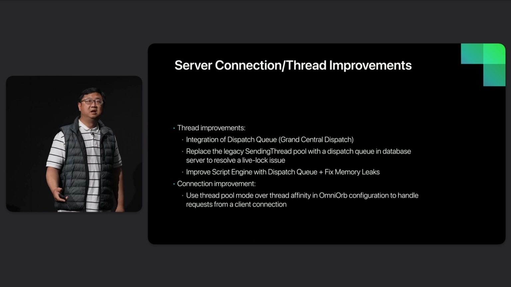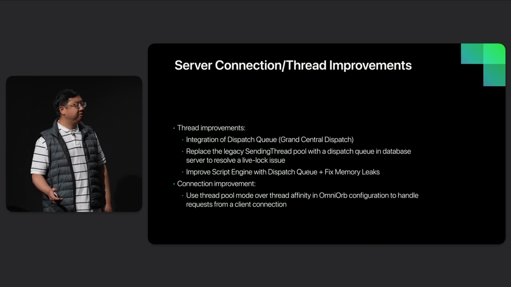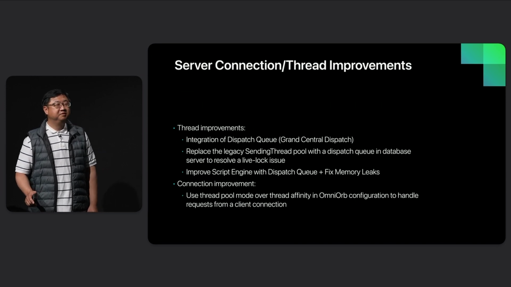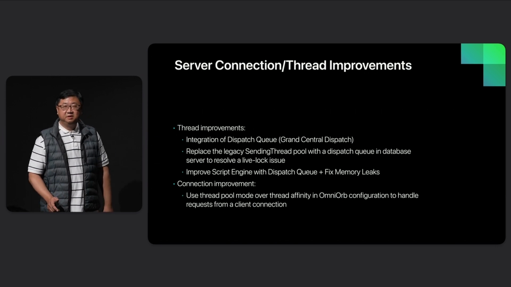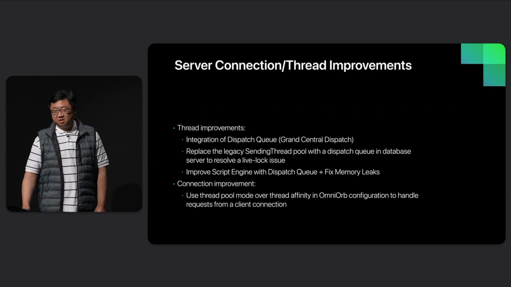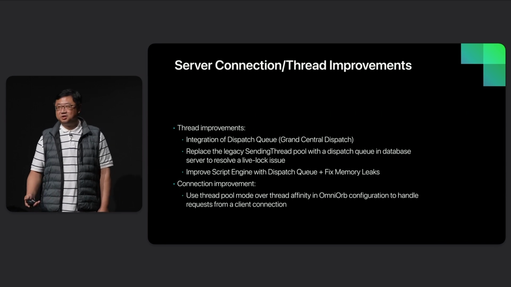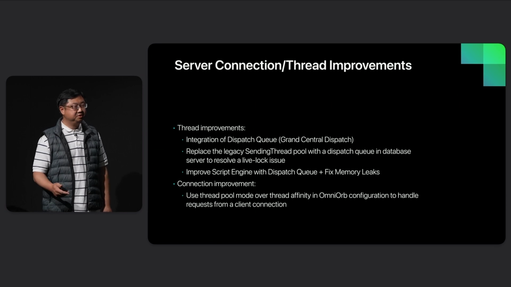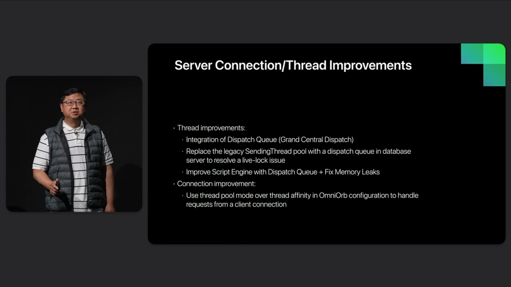And the next update is the server-side connection thread improvements for stability, scalability, and reliability. For thread improvements, we resolved some performance issues in this release by the integration of the dispatch queue into our server components. So you might wonder, what is a dispatch queue and what kind of performance issue we want to address?